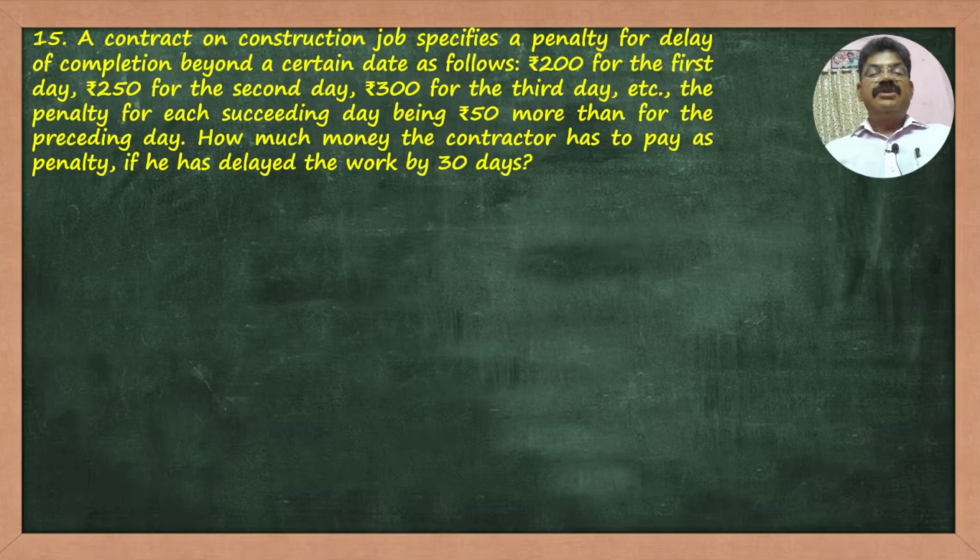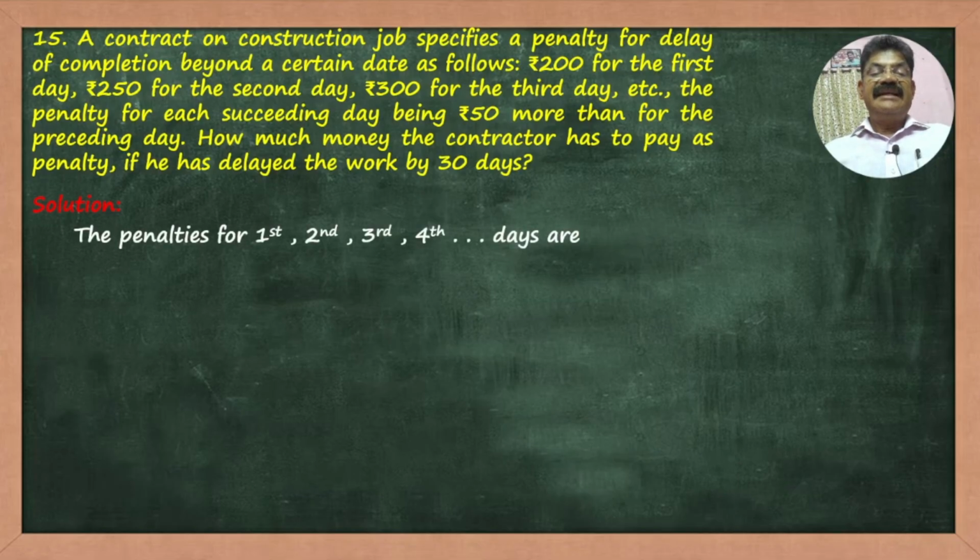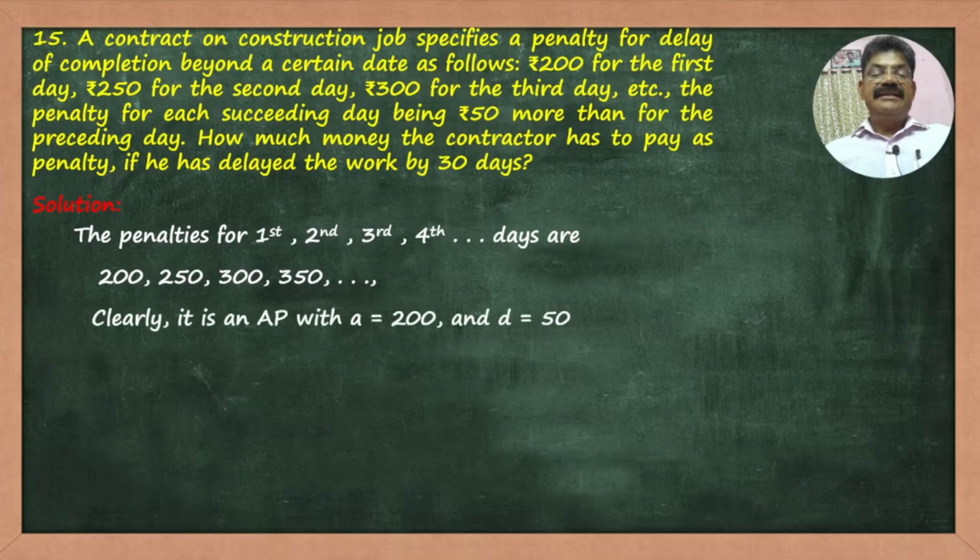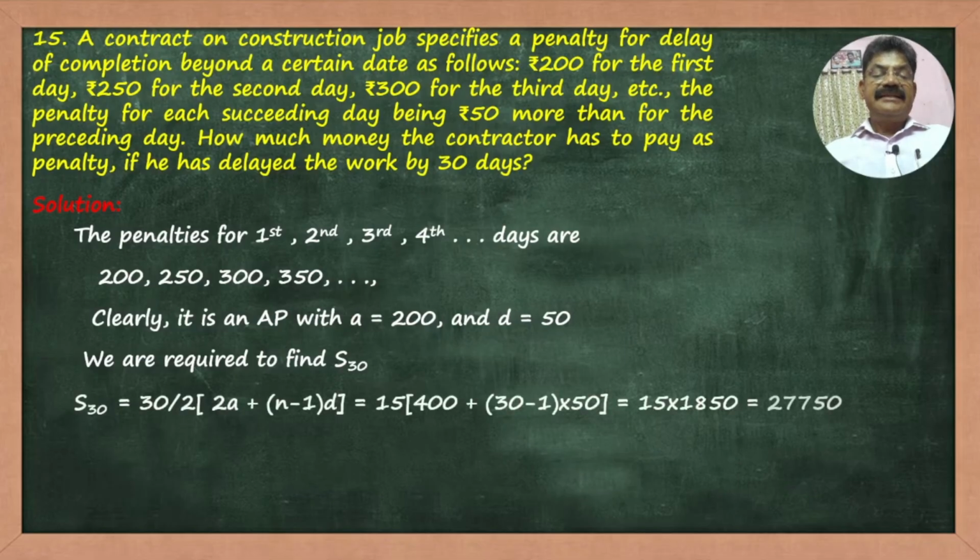The problem seems to be big. Actually, it is very simple and easy to solve. Let us see. The penalties for first, second, third, fourth days are as follows: 200, 250, 300, 350 and so on. Clearly, it is an arithmetic progression with a = 200, d = 50. We are required to find S30. S30 is equal to, when you substitute those values in the formula, rupees 27,750. Only problem is lengthy. Solution is very simple.